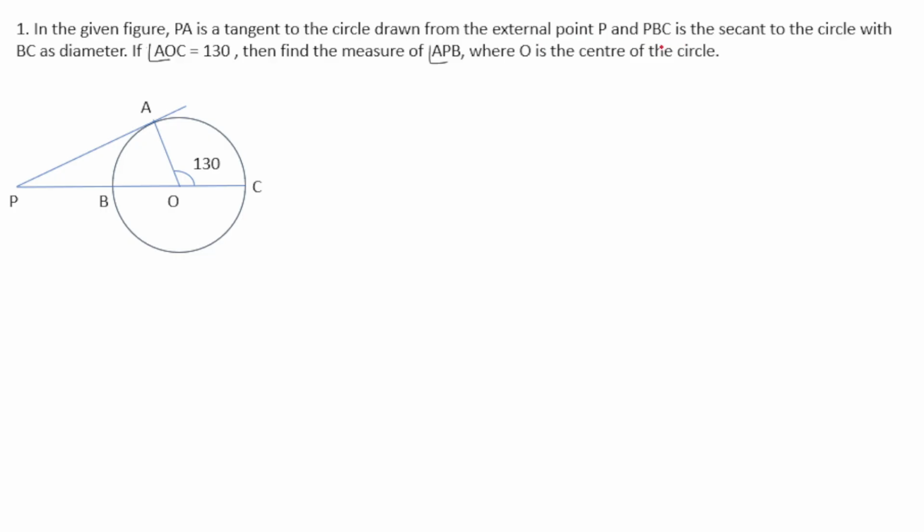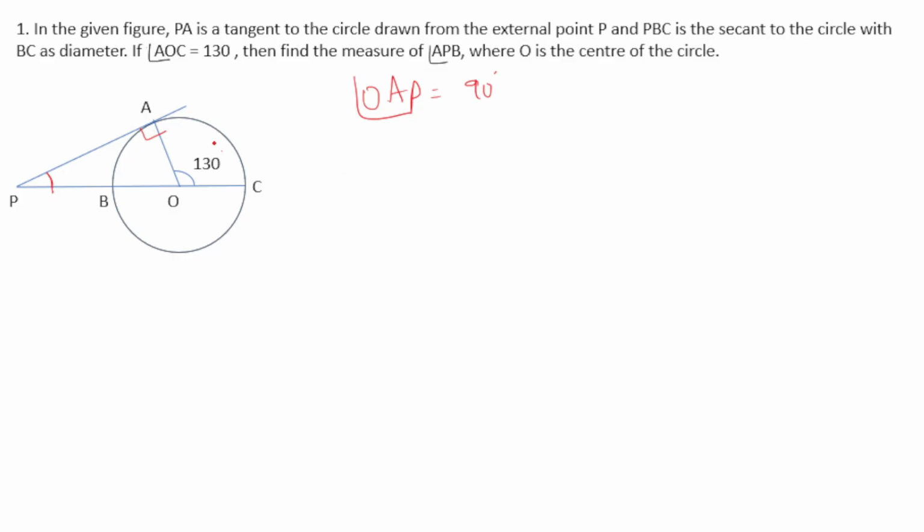external point P and PBC is a secant to the circle with BC as diameter. If angle AOC is 130 degrees, then find the measure of angle APB, where O is the center of the circle. Here radius is OA and PA is tangent. Radius is perpendicular to tangent, so angle OAP is 90 degrees.